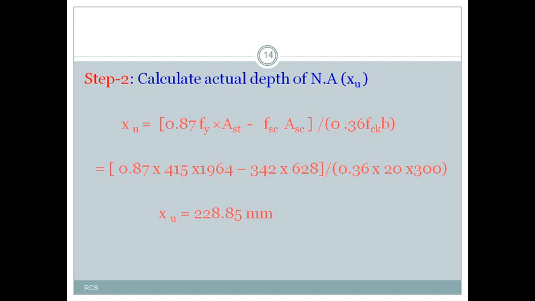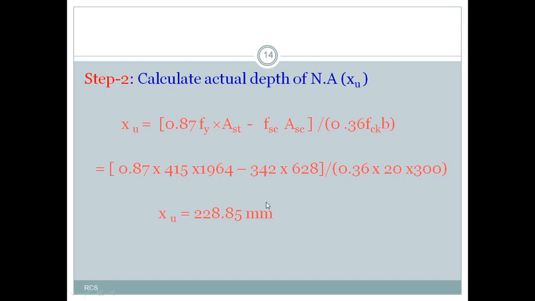Next we have to calculate the actual depth of the neutral axis. You know the actual depth of the neutral axis is calculated based on the equilibrium condition, that is by equating the total compressive force acting on the member to the total tensile force acting on the member. If you equate that and rearrange the terms, we obtain the formula XU equals 0.87 Fy into AST minus FSC into ASC, whole divided by 0.36 FCK into B. Now substitute one by one here. 0.87, Fy is 415, AST is 1964, that is the area of tension steel, minus FSC, which is already calculated in the previous step according to the d dash by d ratio and the given grade of steel, that is 342, and the area of compression reinforcement is 628.